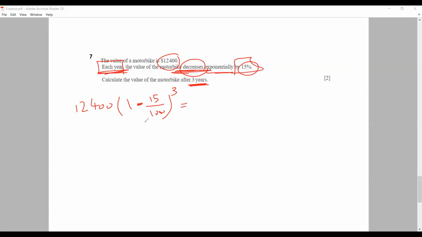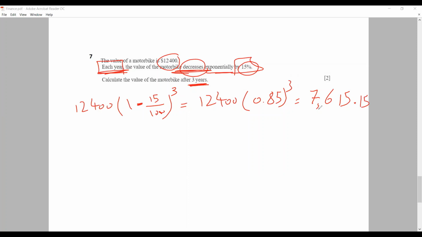Let's key in these numbers into our calculator and see what it gives us. Let me just rewrite it this way as a decimal. I'm sorry, that's a minus, meaning 0.85 raised to the power of 3. So 12,400 times 0.85 raised to the power of 3, that is 7,615, and there's 15 cents as well. That is the final answer.